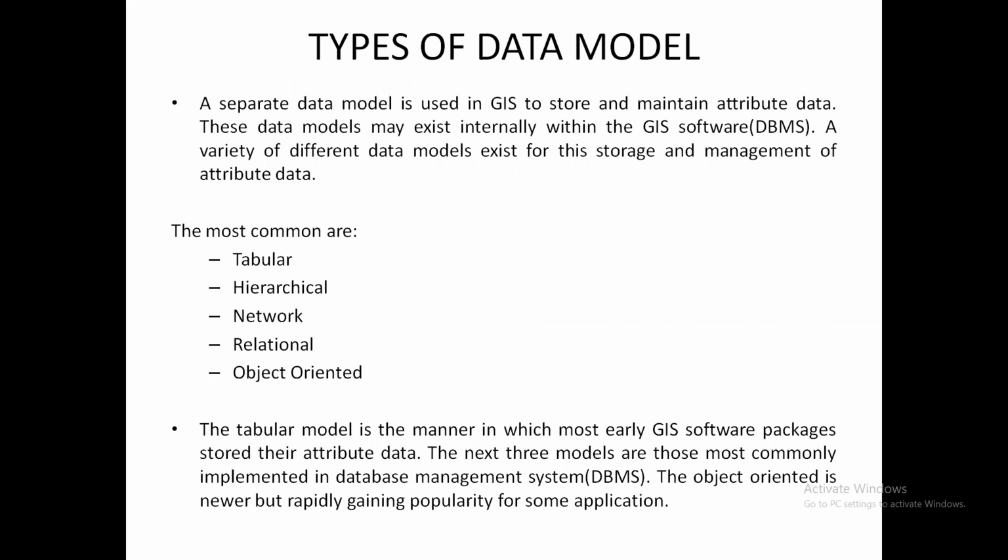So these are the three basic data models used in GIS, but currently these three data models are not in use. In the beginning of the GIS era, they used the tabular, hierarchical, and network data models, but these three are not in current use. Relational and object-oriented data models are the ones being used in today's GIS projects. About the relational data model and object-oriented data model, we will be seeing in the next video lecture.